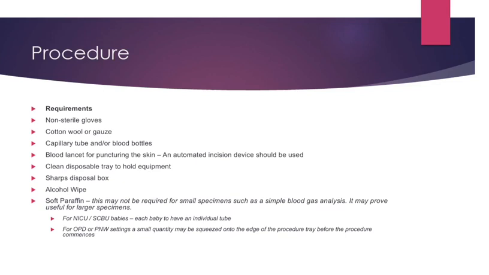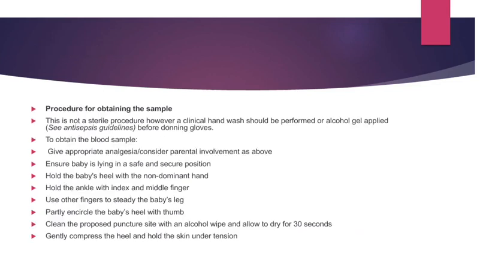Requirements: non-sterile gloves, cotton wool or gauze, capillary tube and the blood bottles, lancet for puncturing the skin. An automated incision device should be used. A clean disposable tray to hold the equipment. Sharps disposable box, alcohol wipes, soft paraffin. This may not be required for small specimens such as a simple blood gas analysis. It may prove useful for a larger specimen. For NICU, SCBU babies, each baby to have an individual tube. For OPD or PNW settings, a small quantity may be squeezed into the edge of the procedure tray before the procedure commences. Procedure for obtaining the sample.